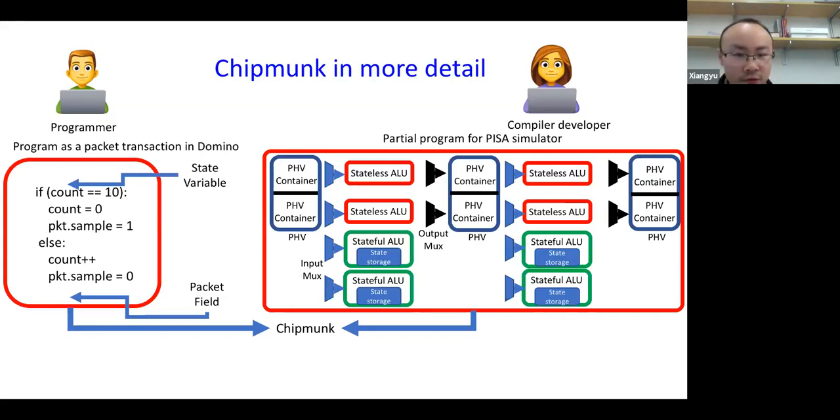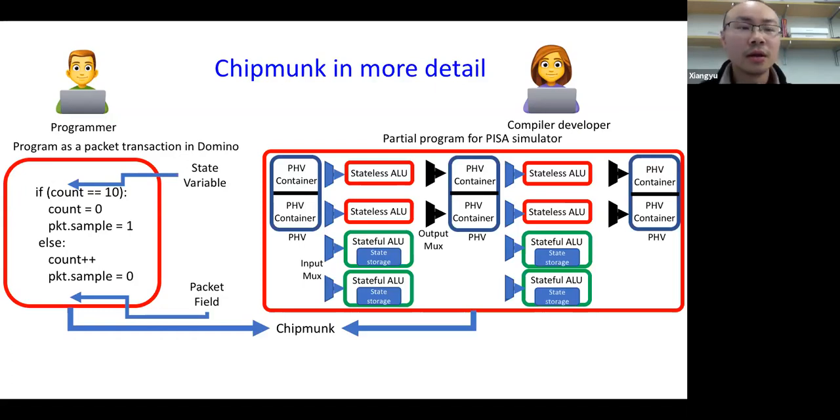We use Sketch for both Domino and Chipmunk, but for Domino, it will do two steps. First of all, it will chop the program into several pieces, and we call each piece a codelet, and we will use Sketch to compile one particular codelet to a particular ARU used in programmable switches. But for Chipmunk, we will tell the user, okay, what is the grid size you want?